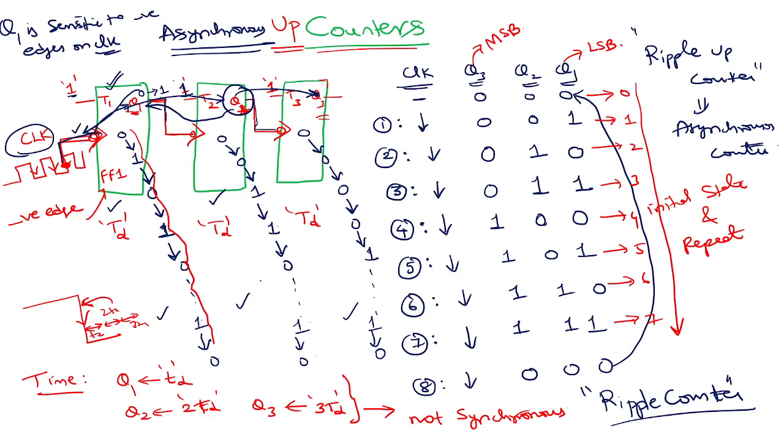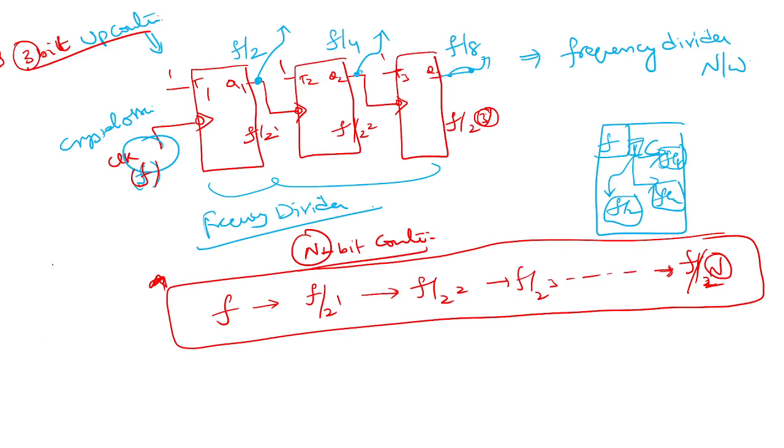There is also something called, you might have heard already, a mod 8 counter, mod 7 counter, mod 6 counter. For this, you are supposed to see how many stable states there are. In this counter, how many stable states are there? 1, 2, 3, 4, 5, 6, 7, 8. So I can call this a mod 8 counter.